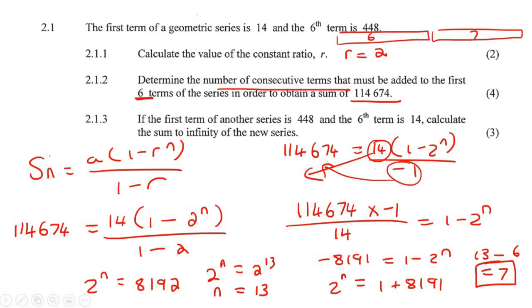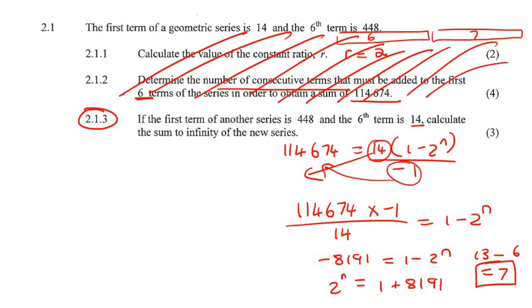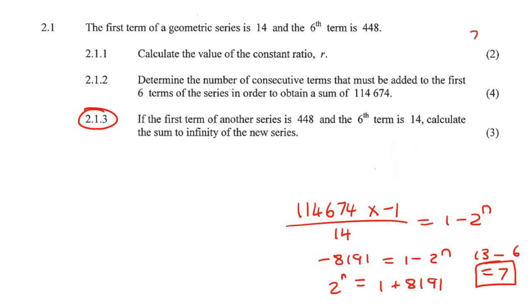So this question says, if the first term of another series is 448 and the 6th term is 14, calculate the sum to infinity of the new series. Okay, so this question has absolutely nothing to do with that. Oh, wait, it does. Maybe. Here they're saying the first term is 14. But do we need to know? Let me just erase this. Yeah, because then you see we don't have the R value.